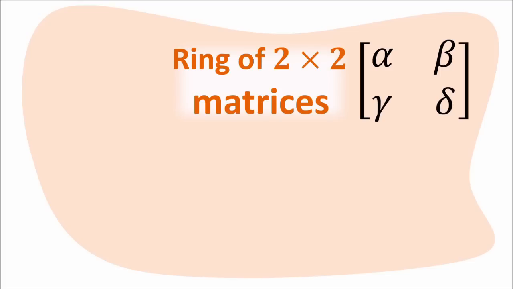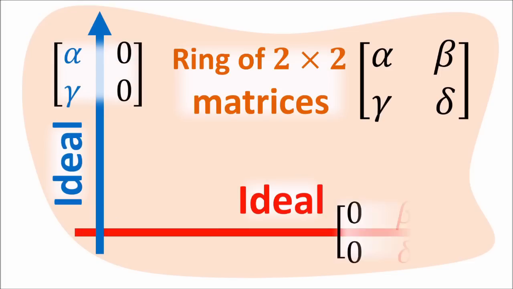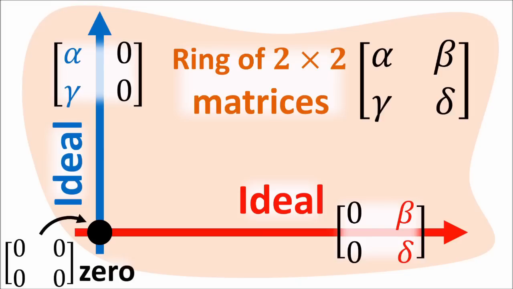So the metaphor of axes for ideals is a decent visualization. The only element that the axes have in common is the origin, 0, and the only element that ideals from orthogonal projectors have in common is the ring's 0 element.